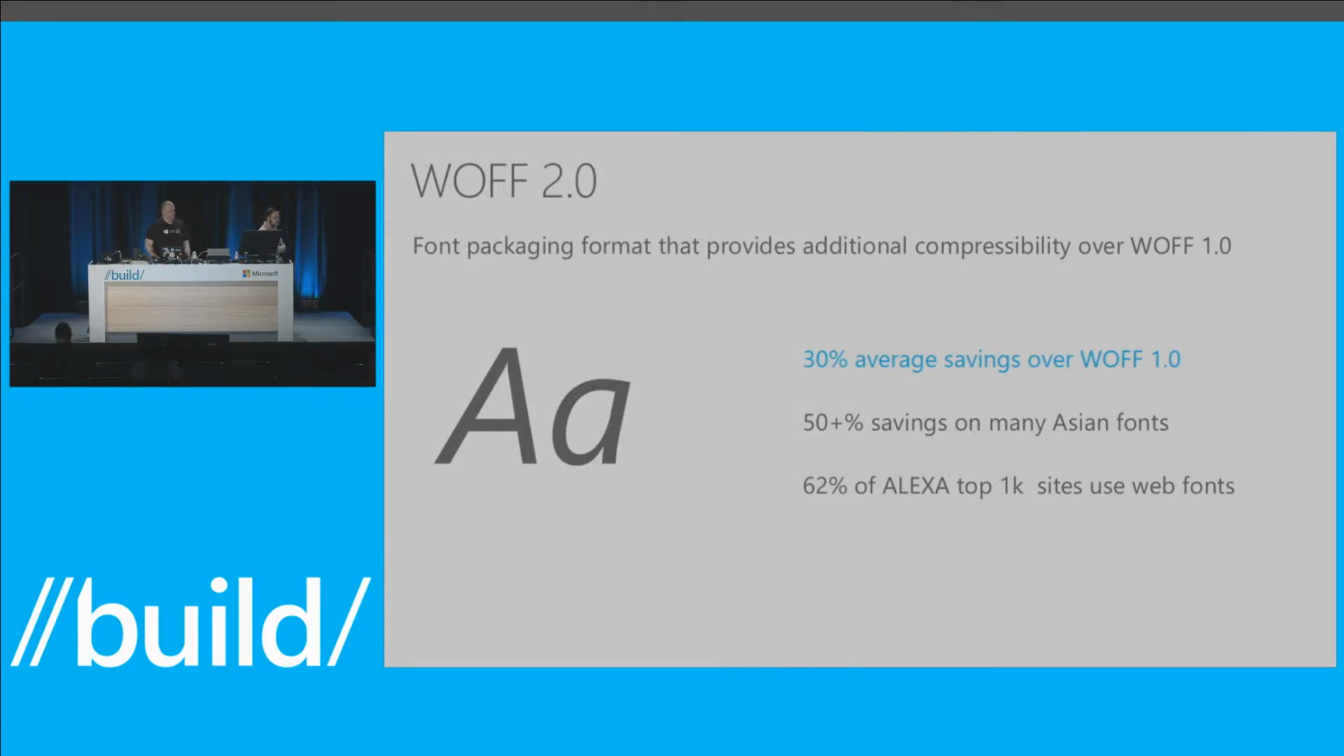Also new in EdgeHTML, support for the WOFF 2.0 font format. WOFF 2.0 is a follow-on of WOFF 1, which was already supported, that supports better compression. Fonts, particularly across the top 1,000 websites, are a huge contributor to the bytes over the wire in loading a page. 62% of the top 1,000 websites use web fonts. What we see with WOFF 2 is an average of about 30% savings over WOFF 1. And sometimes that can go over 50% for things like East Asian languages that tend to have a larger character set and better compressibility.